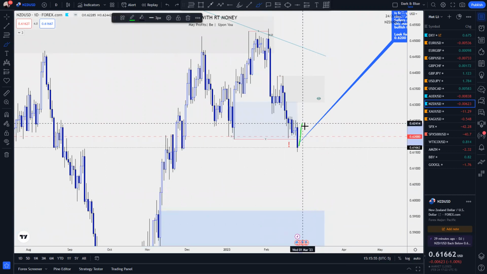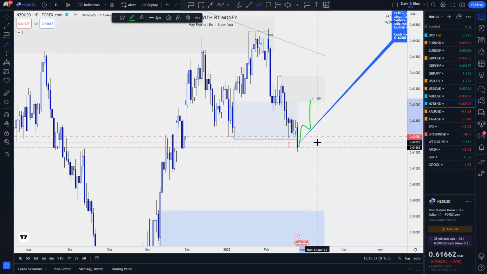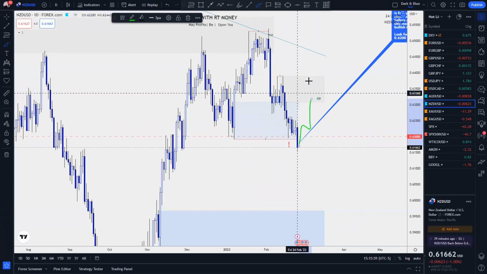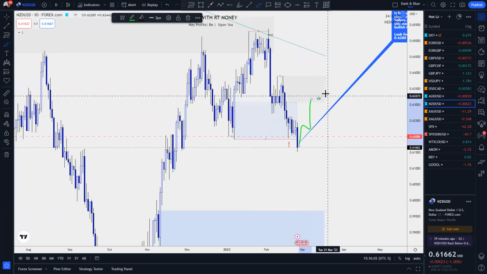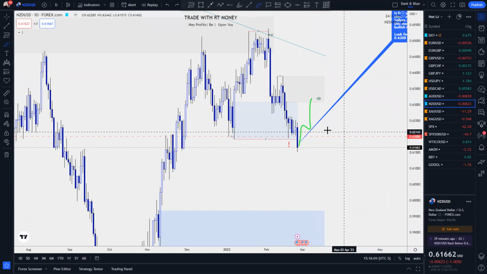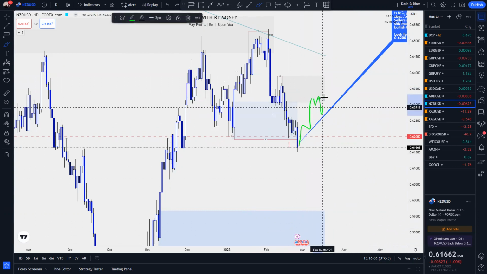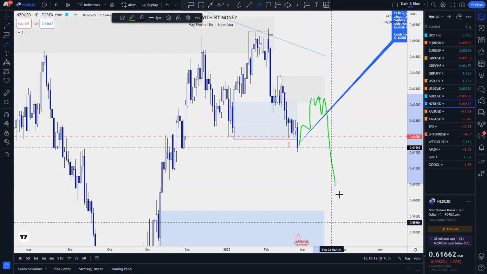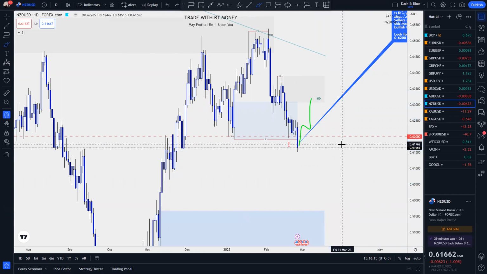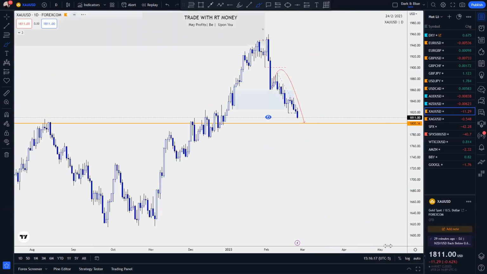It may want to pull back up to here, to the flip zone, the demand to supply flip. That's why I got that eye there. If it does that, I'm looking for the same confirmations up there so I can take a short. You understand? That's it. Hope that doesn't sound too crazy or complicated. Now we're going to gold.